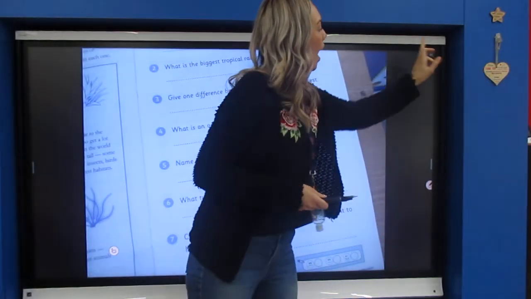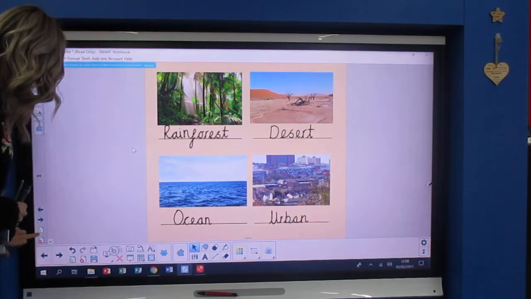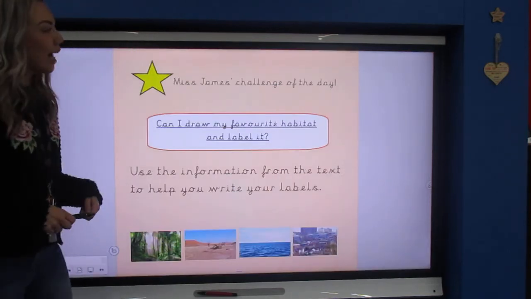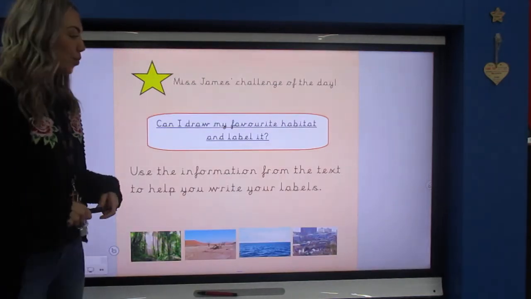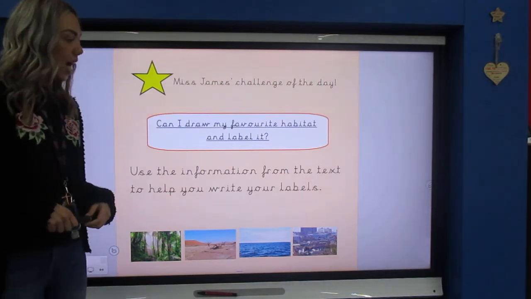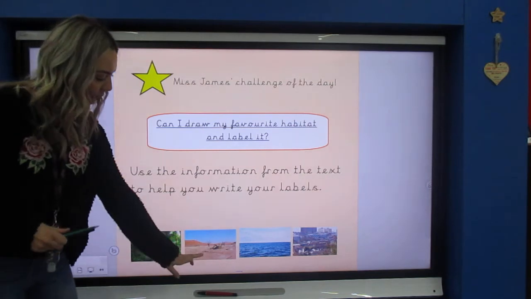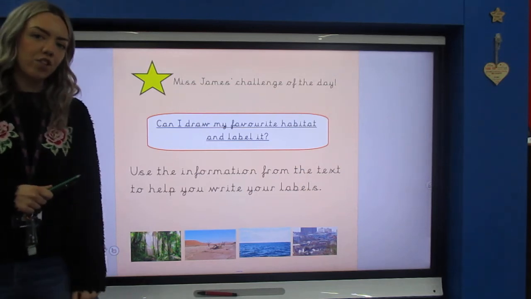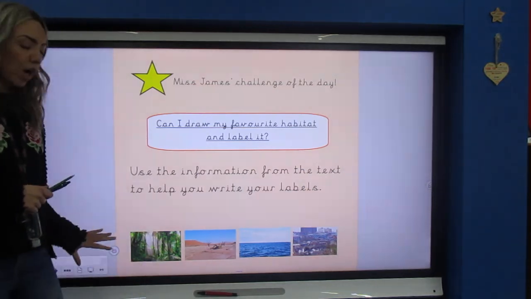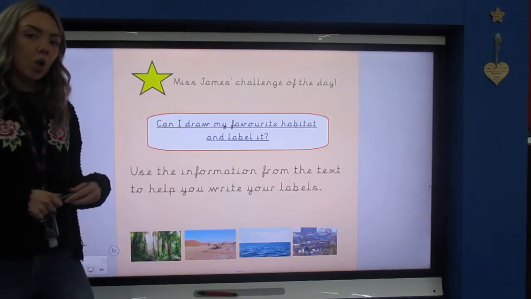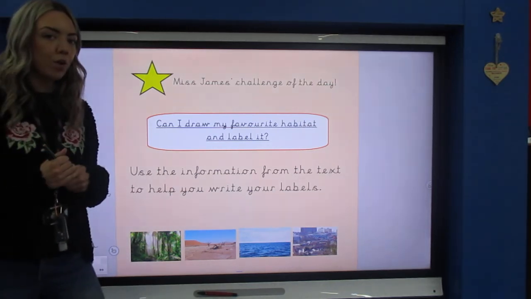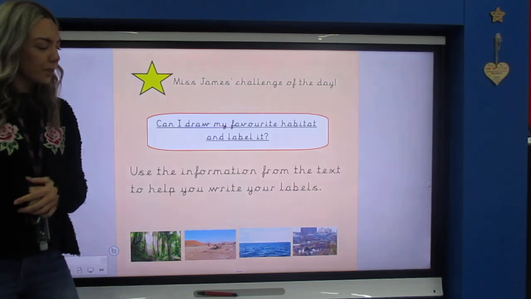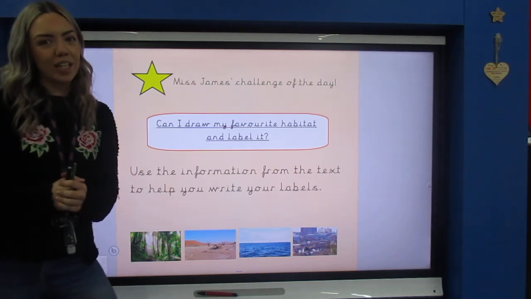And then year 1, once you've done that, you have got Miss James's challenge of the day, okay? So my challenge of the day is I would like you to draw your favourite habitat and then label it. So which habitat do you like the best? And then you're going to use the information from the text, so everything that you have learned so far today, to label your favourite habitat. So label your drawing, thinking about all of the facts that you've learned today, okay? An extra marvellous me for completing my challenge as well.